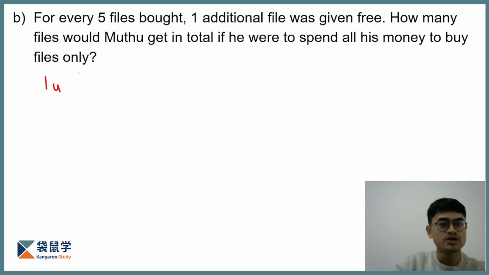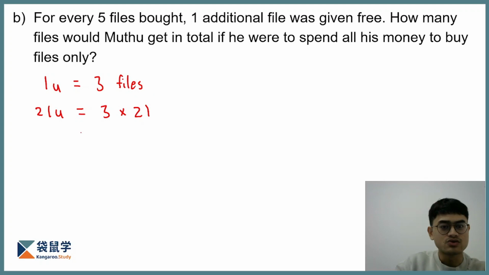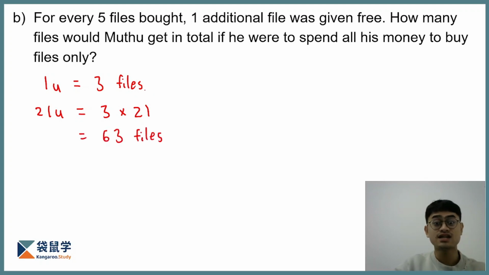We know that 1 unit of his money was used to buy 3 files, right? That's what happened in the last part. But how do we find out how many files he can afford? We know he has 21 units of money. So how many files does that correspond to? That's simply 3 times 21, and that's going to be 63 files. So this is how many files he can technically afford.